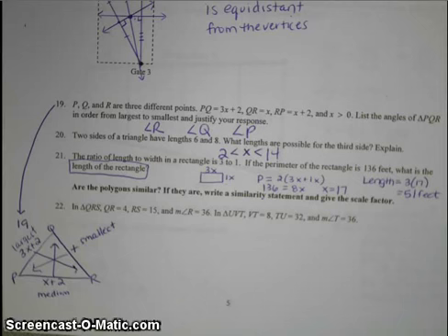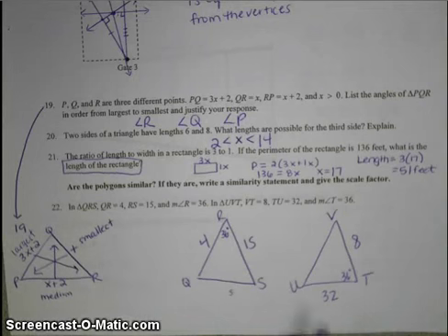Number 22. Are the polygons similar? If they are, write a similarity statement and give the scale factor. In triangle QRS, QR is equal to 4, RS is equal to 15, and the measure of angle R is equal to 36. In triangle UVT, VT is 8, TU is 32, and the measure of angle T is 36. Now I have a picture to represent both of those triangles, triangle QRS and UVT.